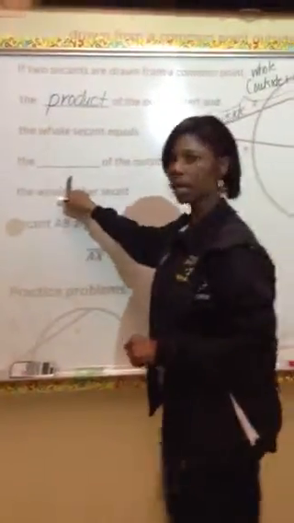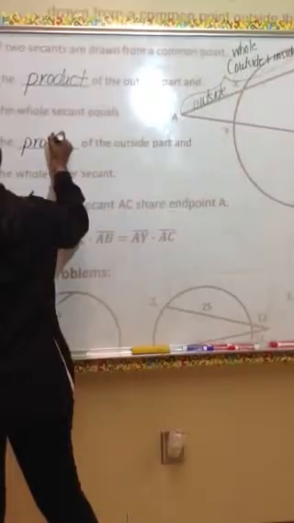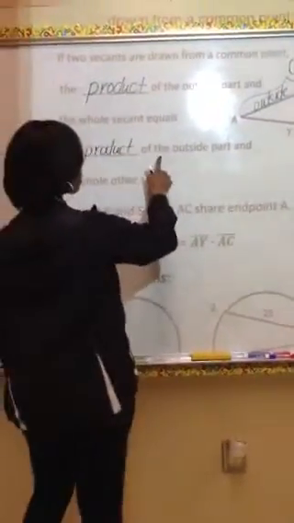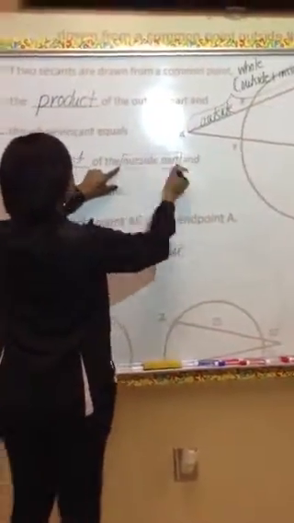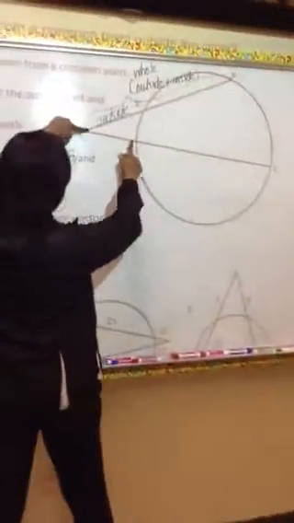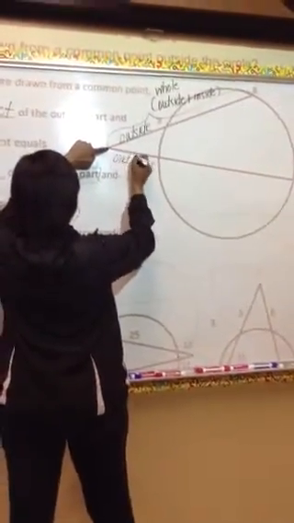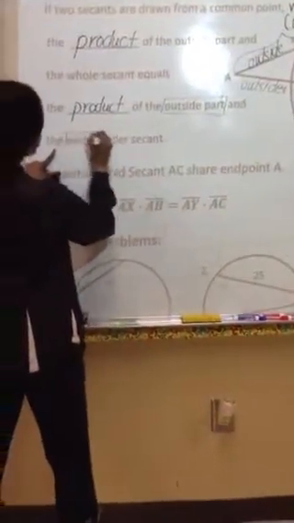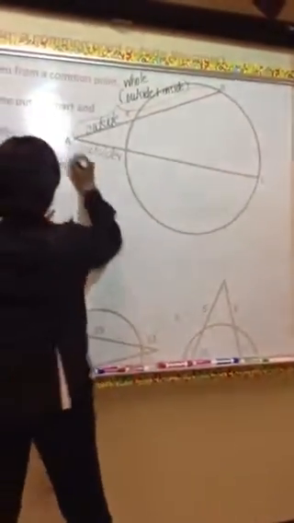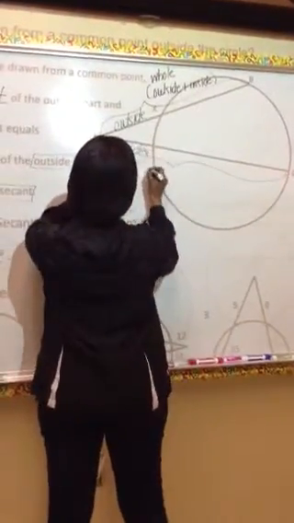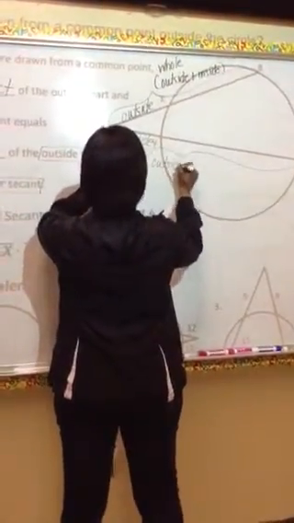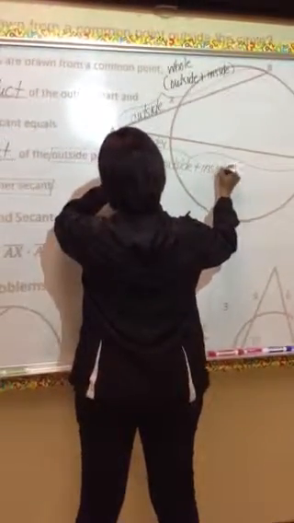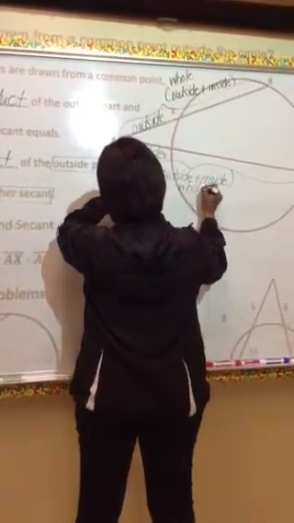Equals the product of, once again, we have an outside part. And for this secant segment, the outside part is segment AY. And the whole other secant, the whole thing. To get the measure of the whole thing from point A to point C, we add the outside plus the inside. And that will give us the whole thing. Alright, you can see the equation written here.